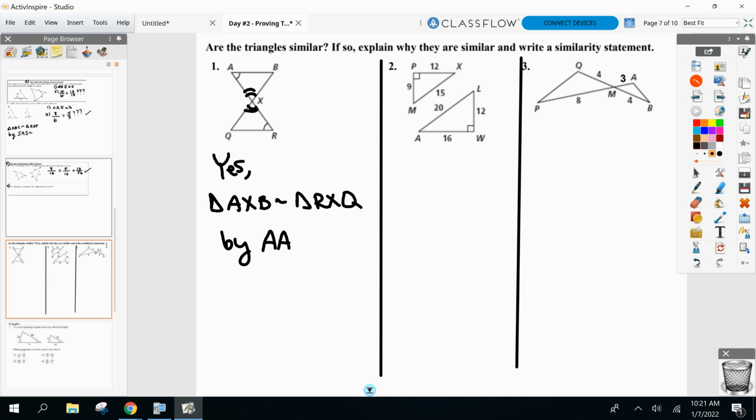How about number 2? Are they similar? Ooh, this is going to be a tougher one now. Come on. Be ready to prove yourself. The sides don't need to be congruent. They need to be in the same ratio. So you better check.